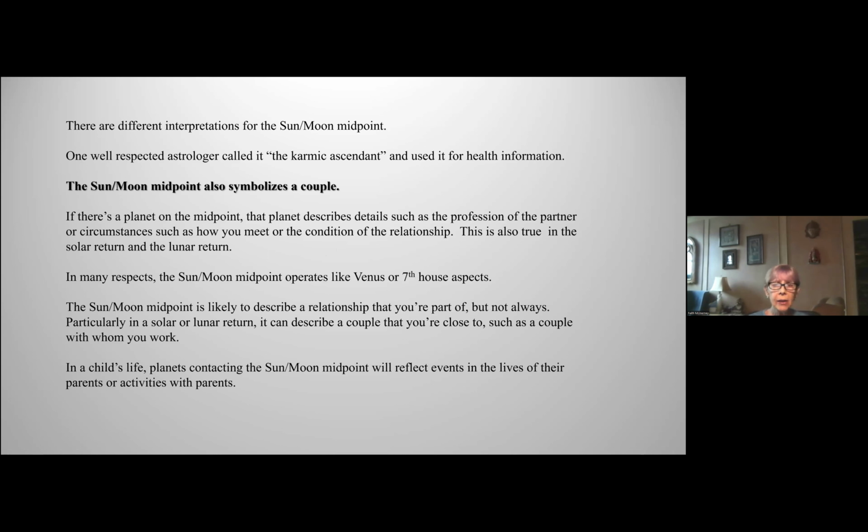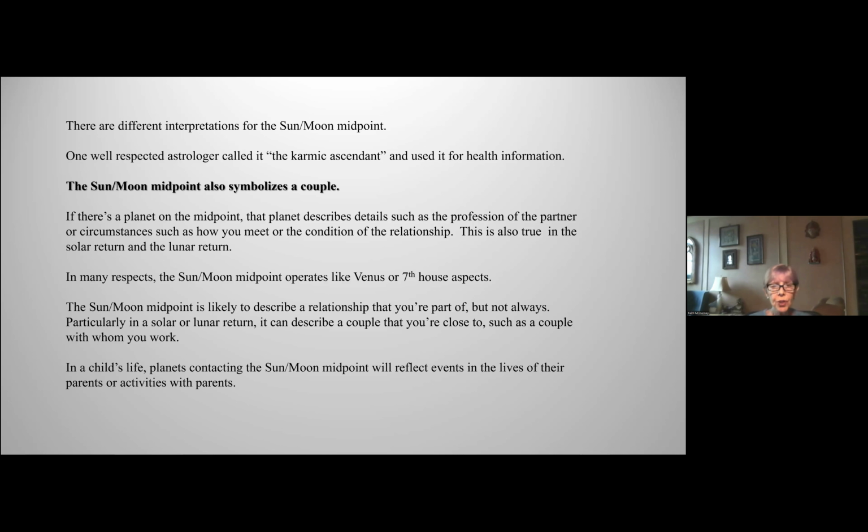If there's a planet on the midpoint, that planet describes details such as the profession of the partner, or the circumstances showing how you met, or the condition of the relationship. And this is also true in the solar return and the lunar return. I urge that you use this in your solar returns and lunar returns. You will get the condition of the partnership.